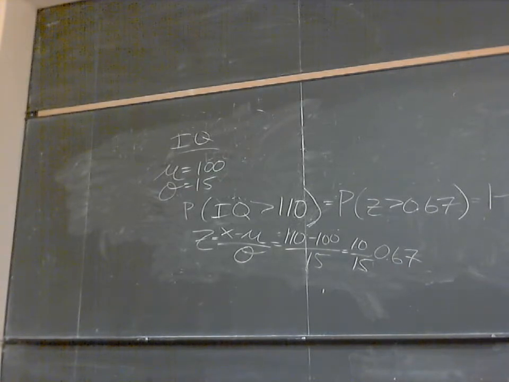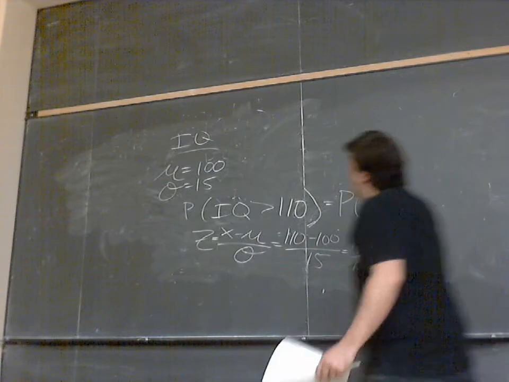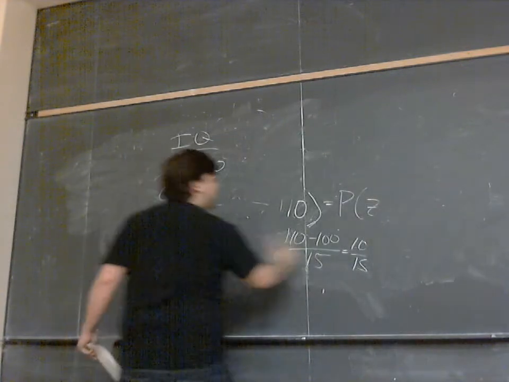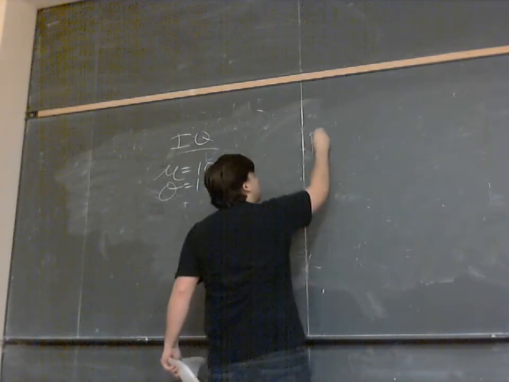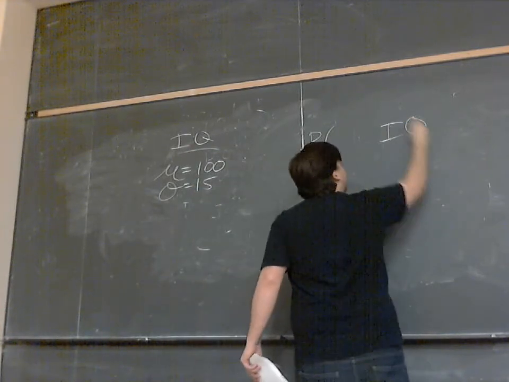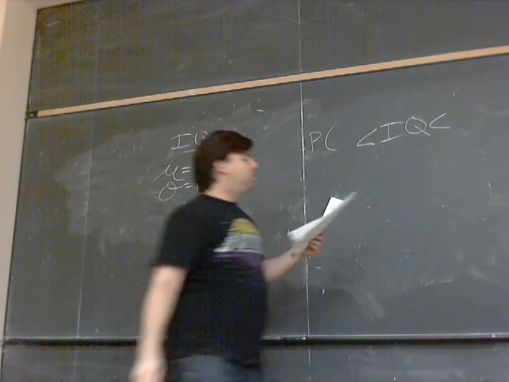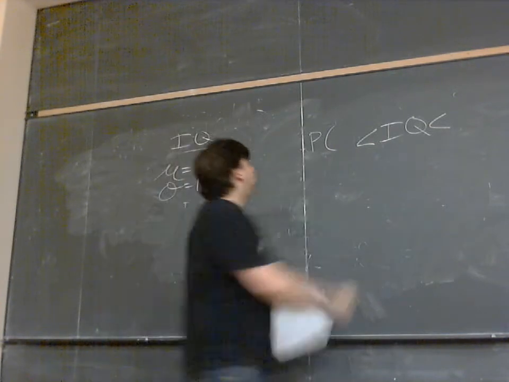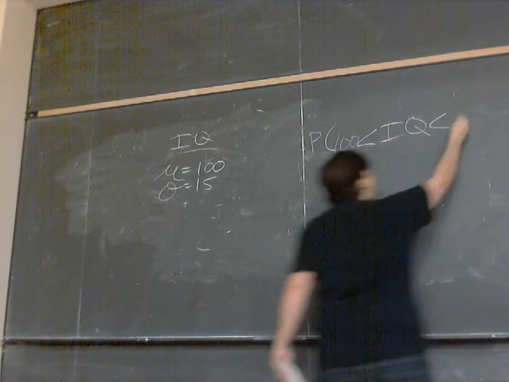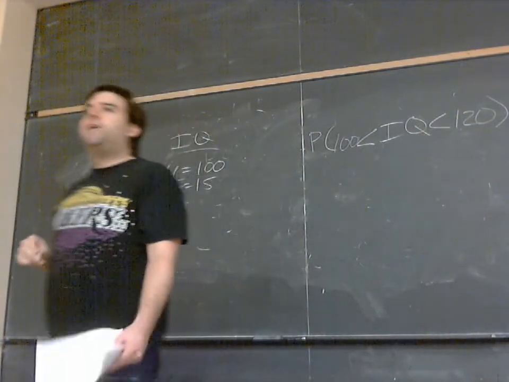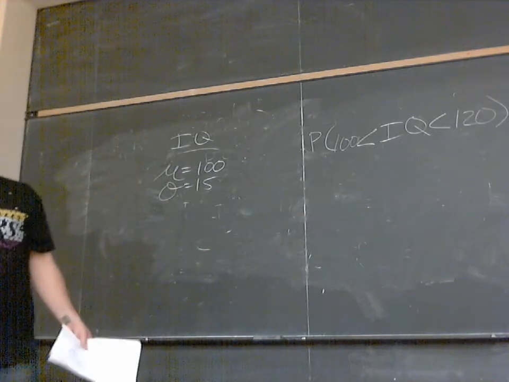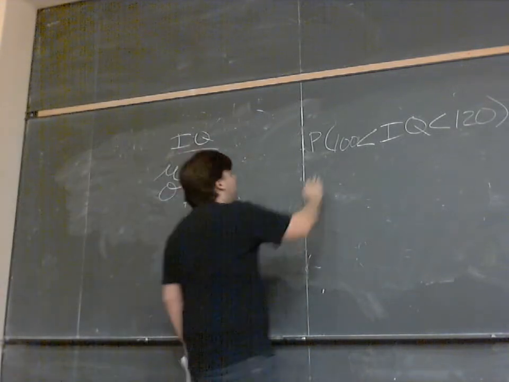What if I give you a probability that looks like this, using the same mean and standard deviation: the probability that an IQ is between 100 and 120. Much like the table is not written in greater thans, it's not written in between. So we have to convert this to a special form.